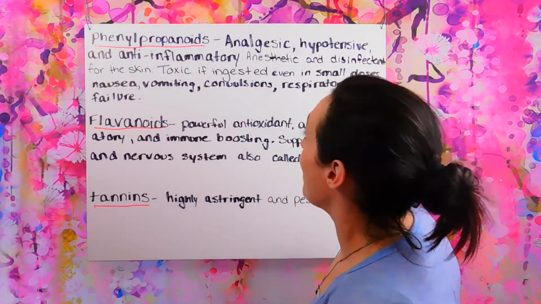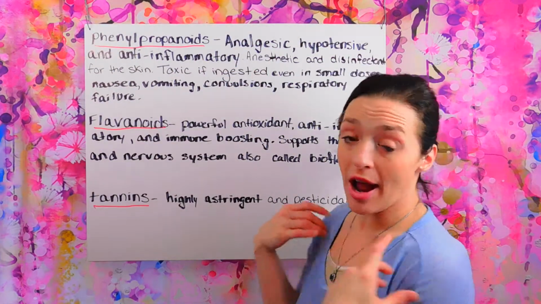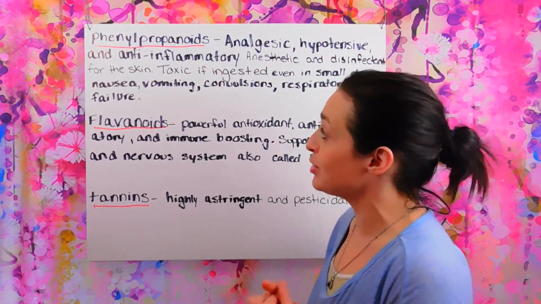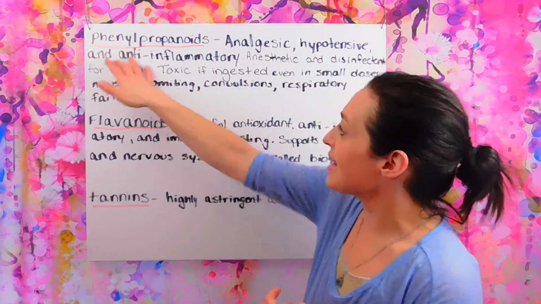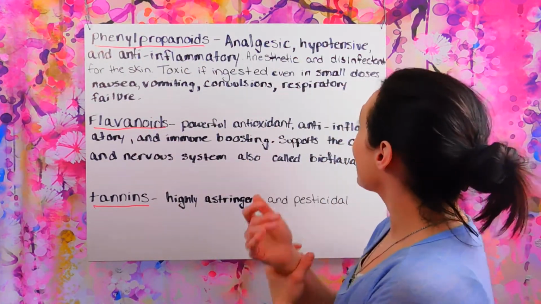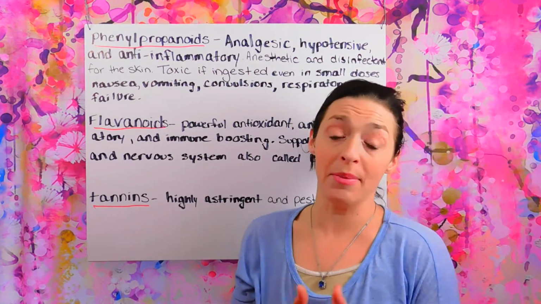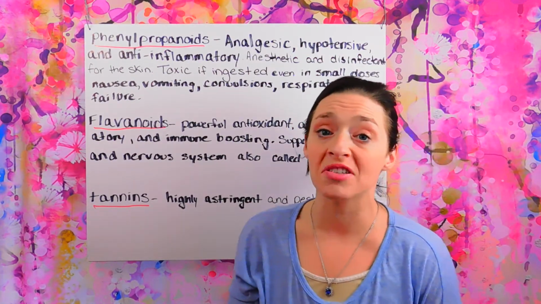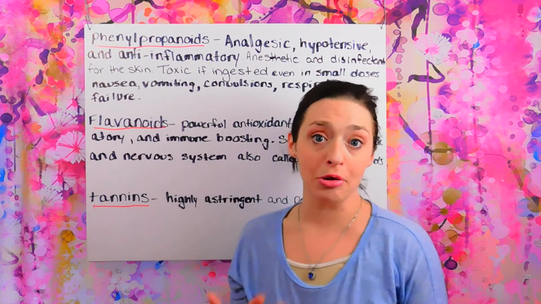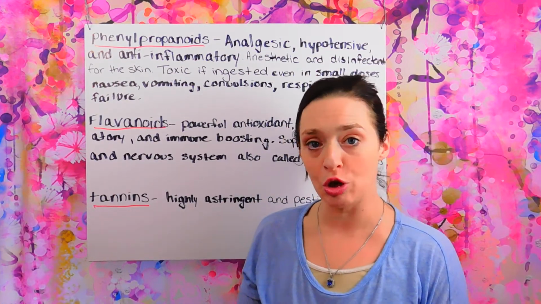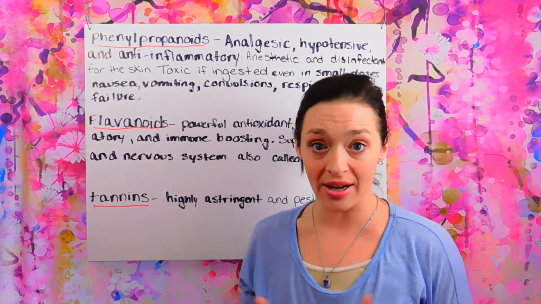So, phenylpropanoids. They're analgesic, they're hypotensive, which is good for reducing stress and blood pressure, anti-inflammatory, and it's an anesthetic and disinfectant for the skin. However, it's toxic if ingested, even in small amounts. It's not recommended for use for children under the age of 2. It is not something that you can consume.